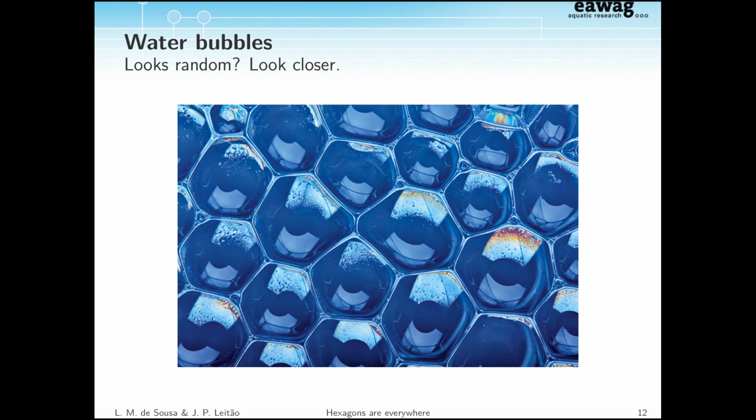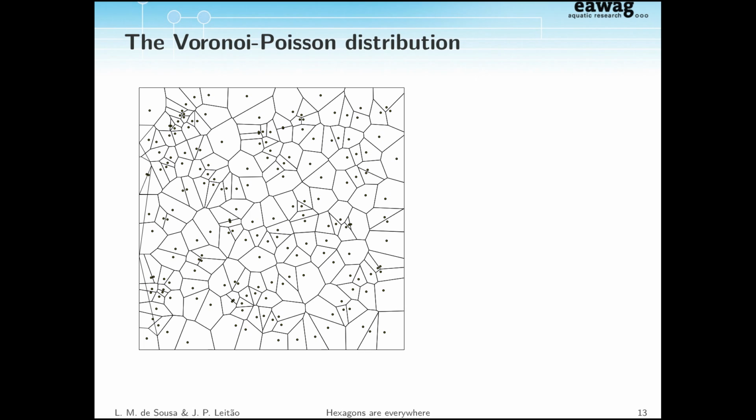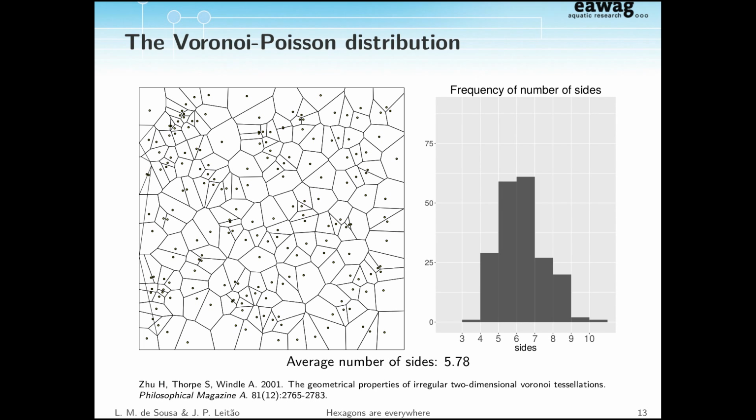Why is this happening exactly? I will go through here a small exercise that exemplifies this. This is a Voronoi-Poisson distribution, just a number of points that are cast randomly in a confined space. Now I take the Voronoi polygons to each of these points, and this is the end result. Pretty random apparently, but if I count the number of sides in each of these Voronoi polygons, we can see that on average they have 6 sides.